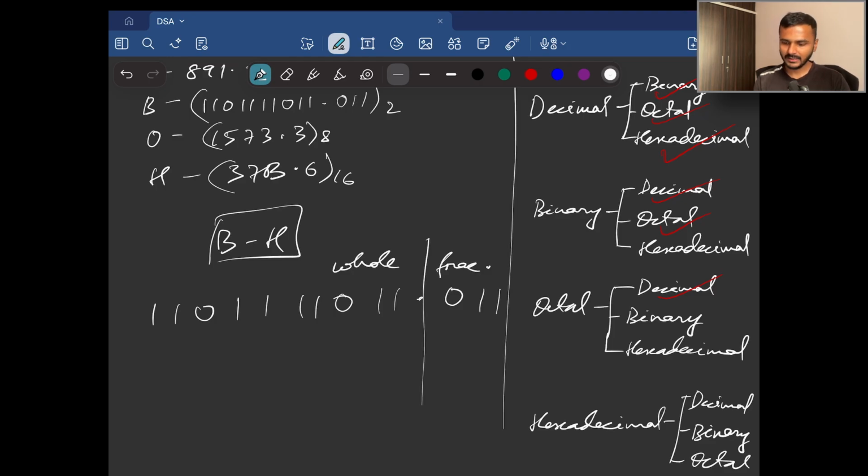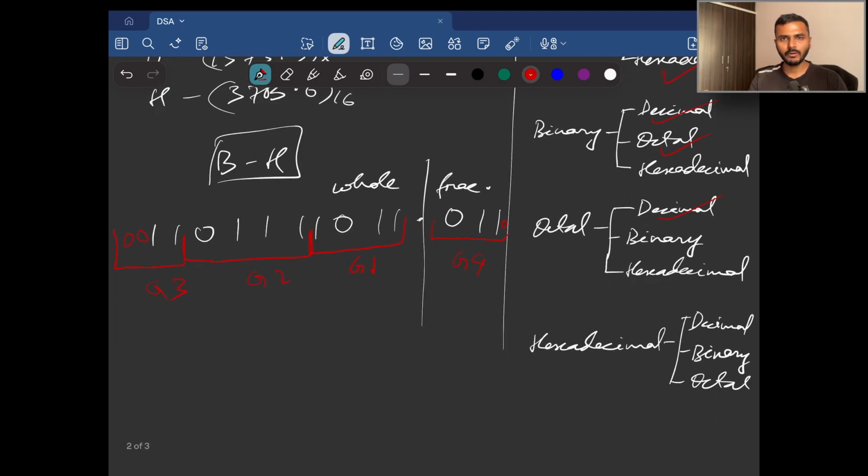For the whole number part, start from the extreme right and make a group of 4. So the first group will have 1011 starting from the right, which is how it should be read anyway. Then the next group will have 0111. Then the next group will have 11, and we can put double zeros. For the fractional part, we have 011, and since this has only 3 digits, we will add a 0 over here, and this will be our group 4.